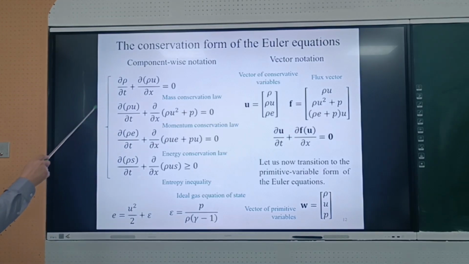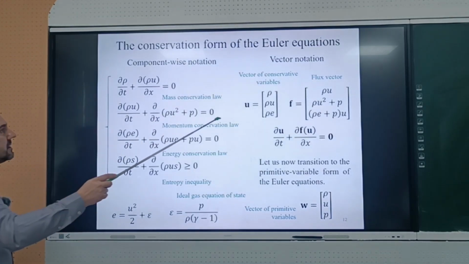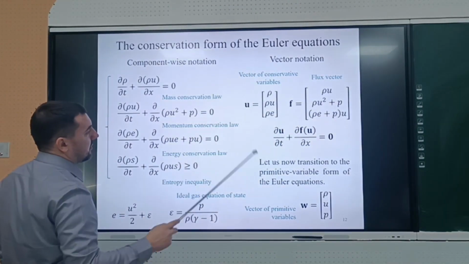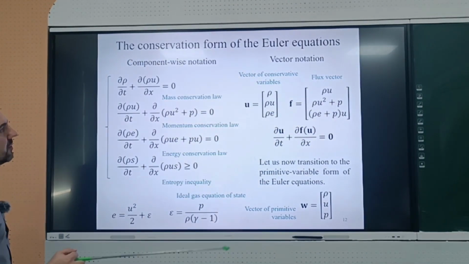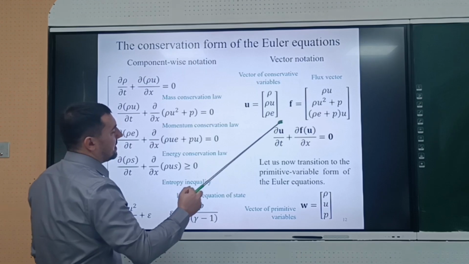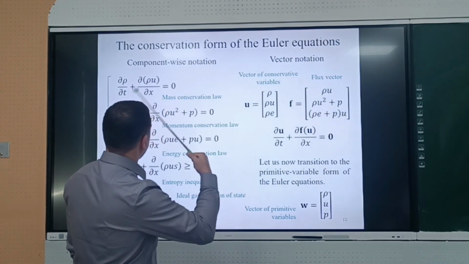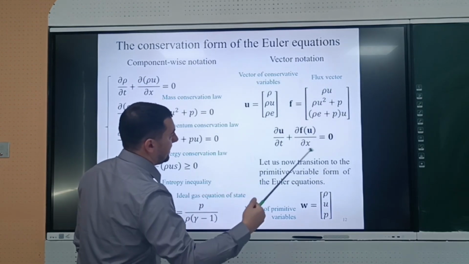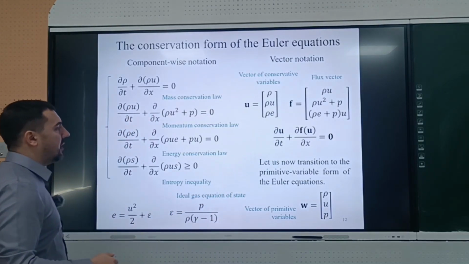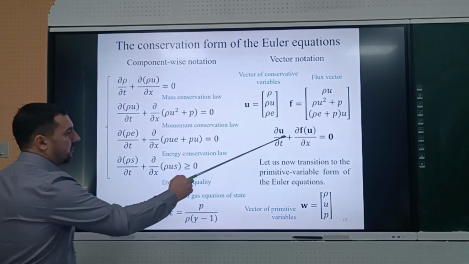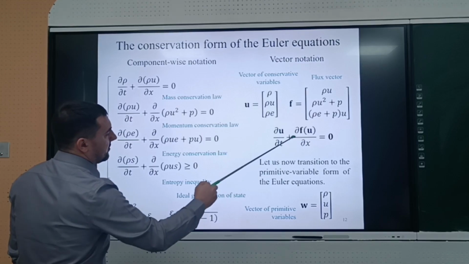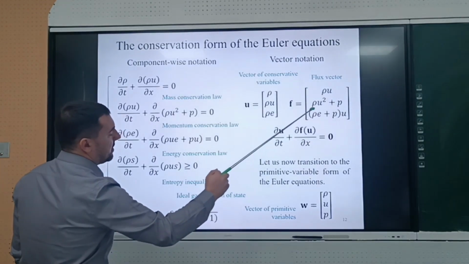And this is the conservation form in component-wise notation, and this is the conservation form in vector notation, which is much more compact. We introduce the vector of conservative variables and the flux vector, and then all this can be written in very compact form like this one: d U over dt plus d F of U over dx equals 0, where the flux depends on our unknown solution.